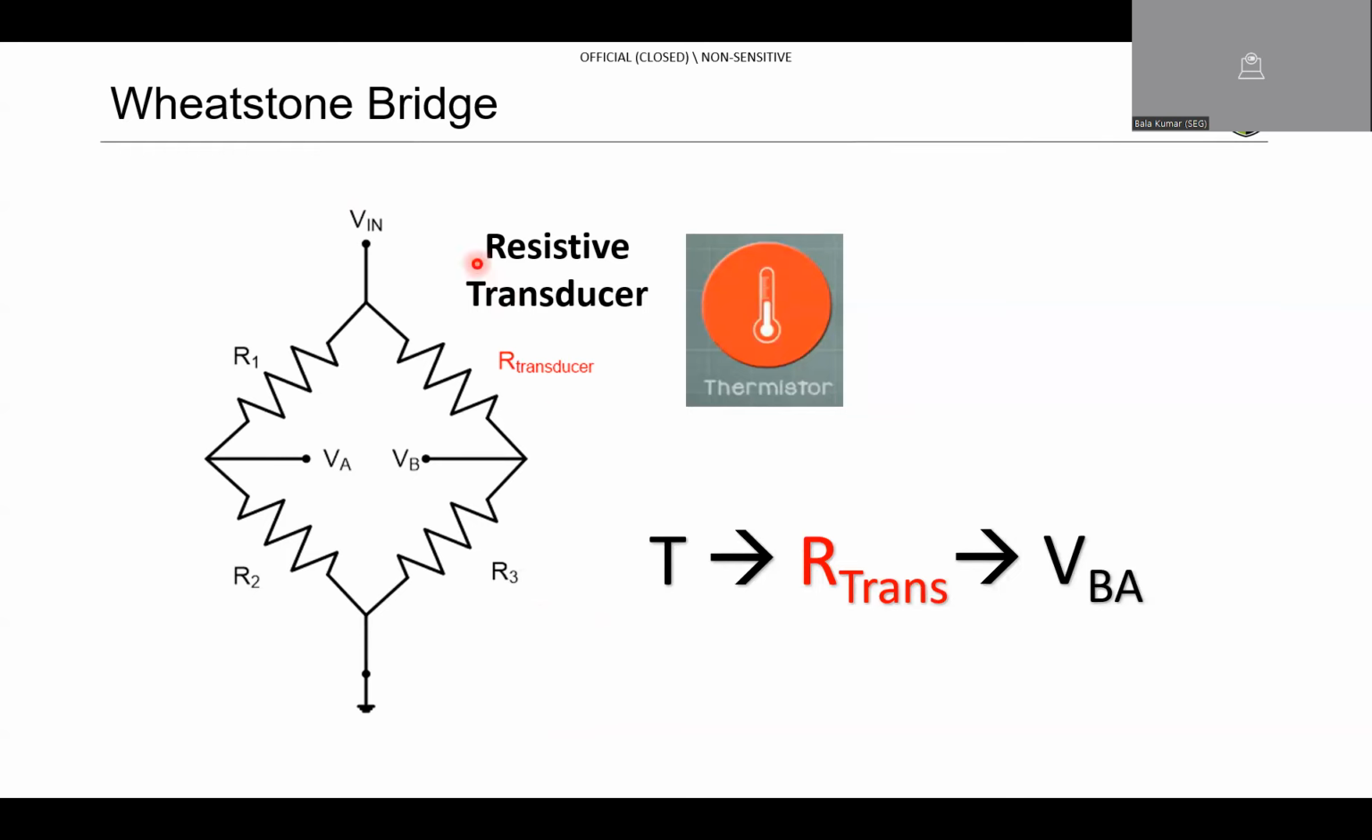And in this circuit design, we can set the values in such a way that the measurement is very accurate. A small change in temperature can be measured very accurately by measuring the VBA. Next, we will see how to derive the equation for VB, VA, and VBA.